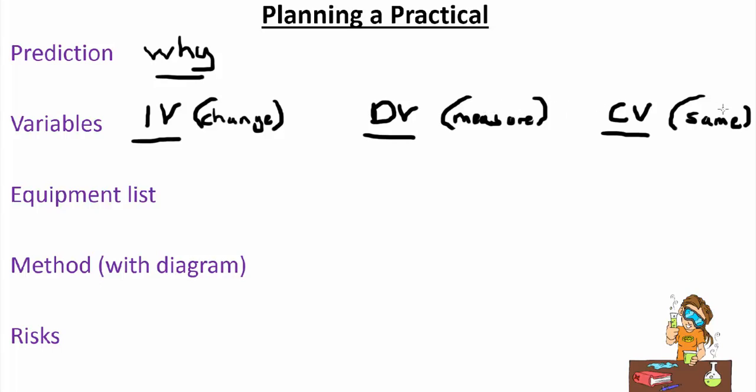The control variables will be everything you keep the same. So in the same example, it might be you need to make sure that you've got the same springs, you're using the same ruler, and you add in the same amount of masses each time. There may be more. With your equipment, this is everything you need to do the practical.